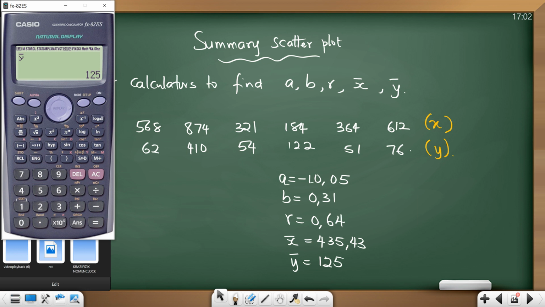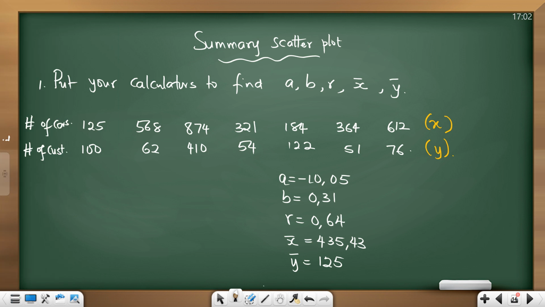It's the mean. Yeah. That is the mean of the X values. And that's the mean of the Y values. X bar is always mean. So what's our equation? Y equals to what?